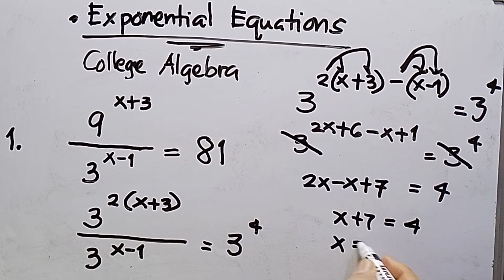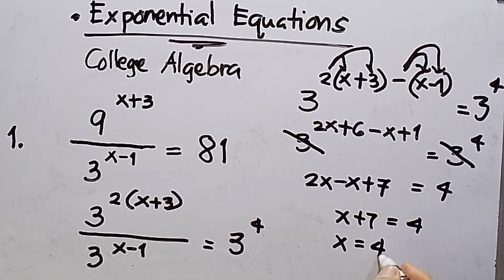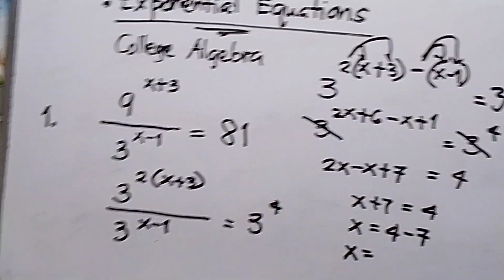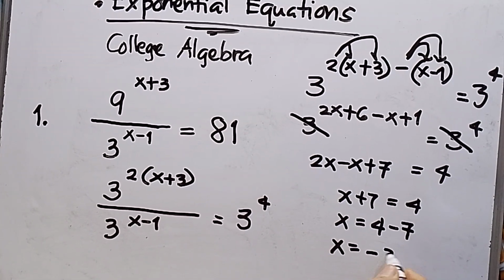So x, find the value of x. So positive 7 will be transposed to the right. This will be 4 minus 7. So therefore x is negative 3.